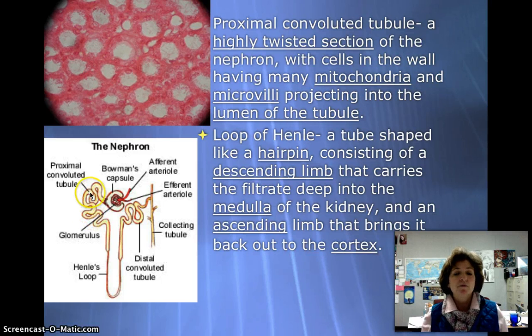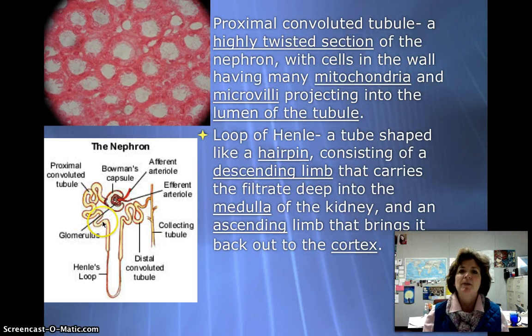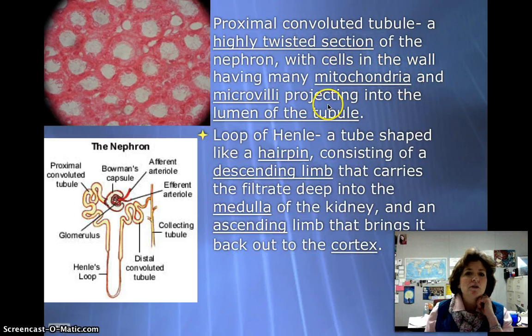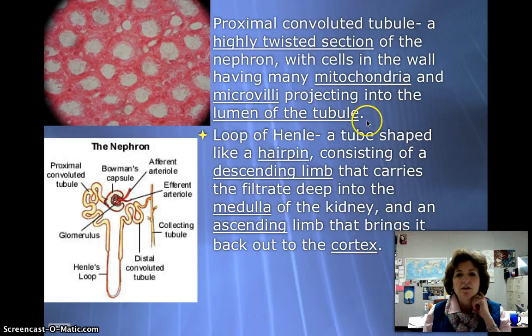Right, remember that term from first chapter? Convoluted, it's all warped around in a variety of ways, and it's a tubule. So it's a highly twisted section of the nephron with cells in the wall having many mitochondria and microvilli projecting into the lumen of the tubule. And remember, lumen is the center of the tube. So they look a little like this. And you see kind of this fuzzy lining on the inside.